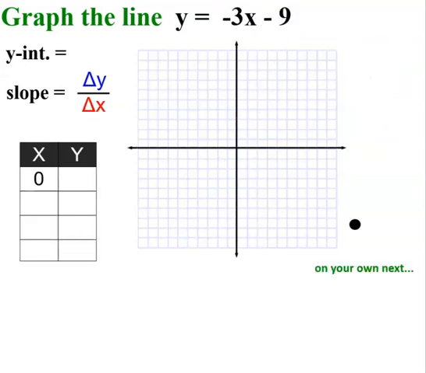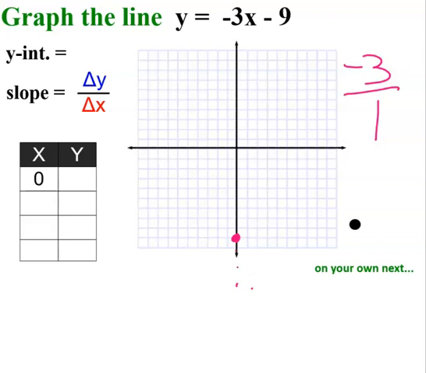Okay, last one. -9 is my y-intercept. And my slope is -3. Remember, slope has to be a fraction. So put a 1 underneath it if you don't see it. So -3, 1, 2, 3, +1. That's off the grid. So I can't even draw a second point.